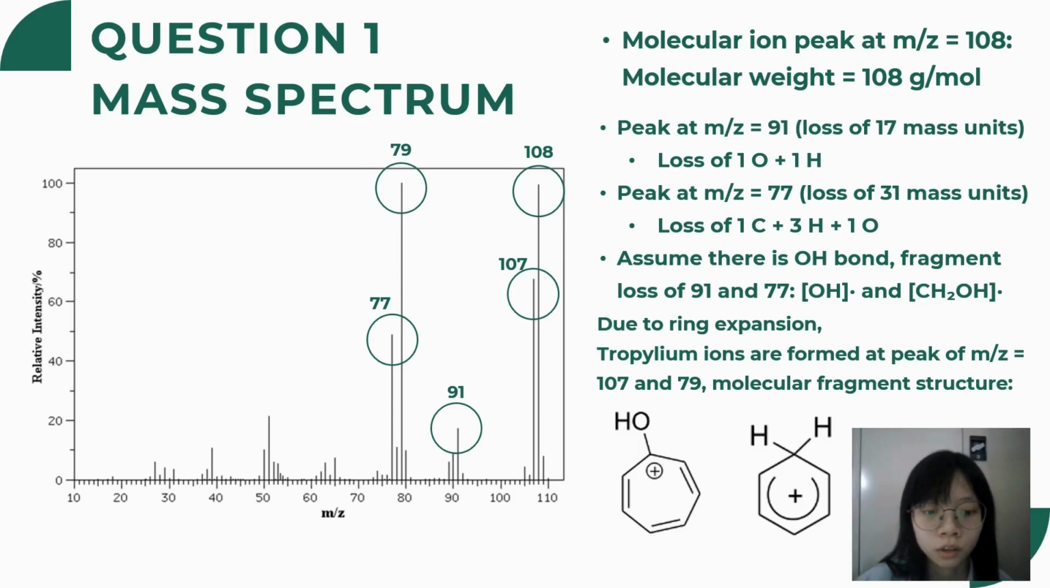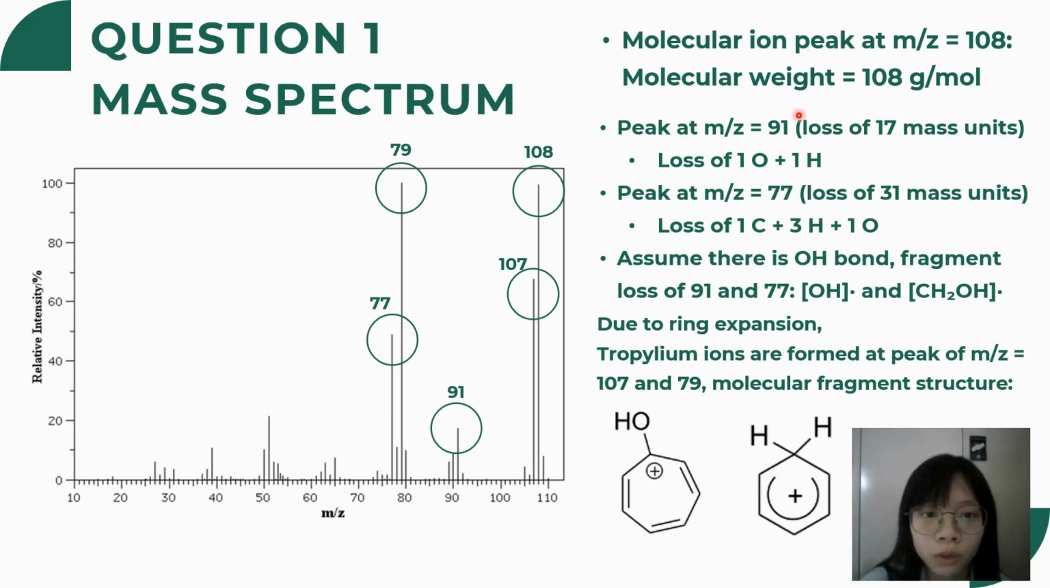So this is the mass spectrum of question 1. I have labeled 5 significant peaks for us to identify the compound. From the spectrum, we know that the molecular ion peak is located at mass to charge ratio equal to 108. So from this, we know that the molecular weight of the compound is 108.